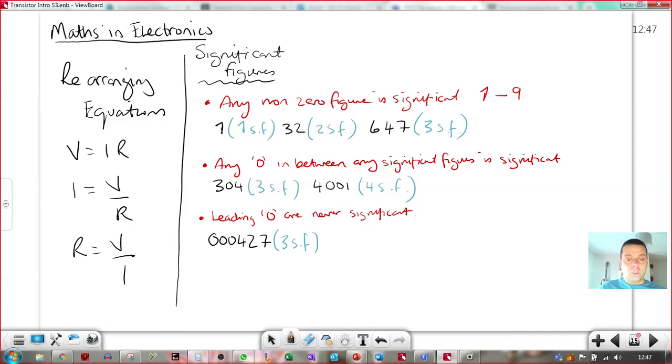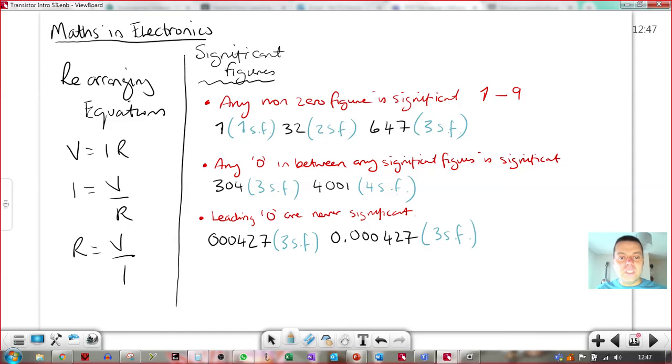If you've got 0.000427, that's only got 3 significant figures. These are both sets of leading zeros, zeros that are written before the rest of the number. Leading zeros are never significant.